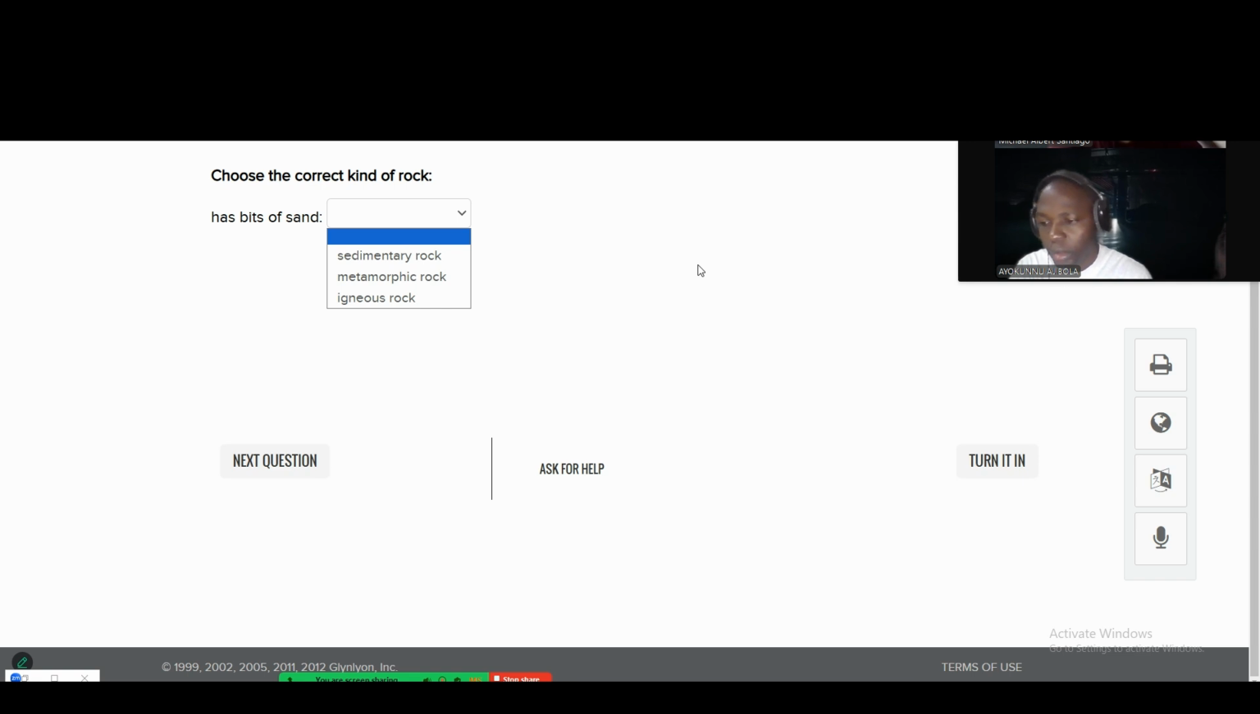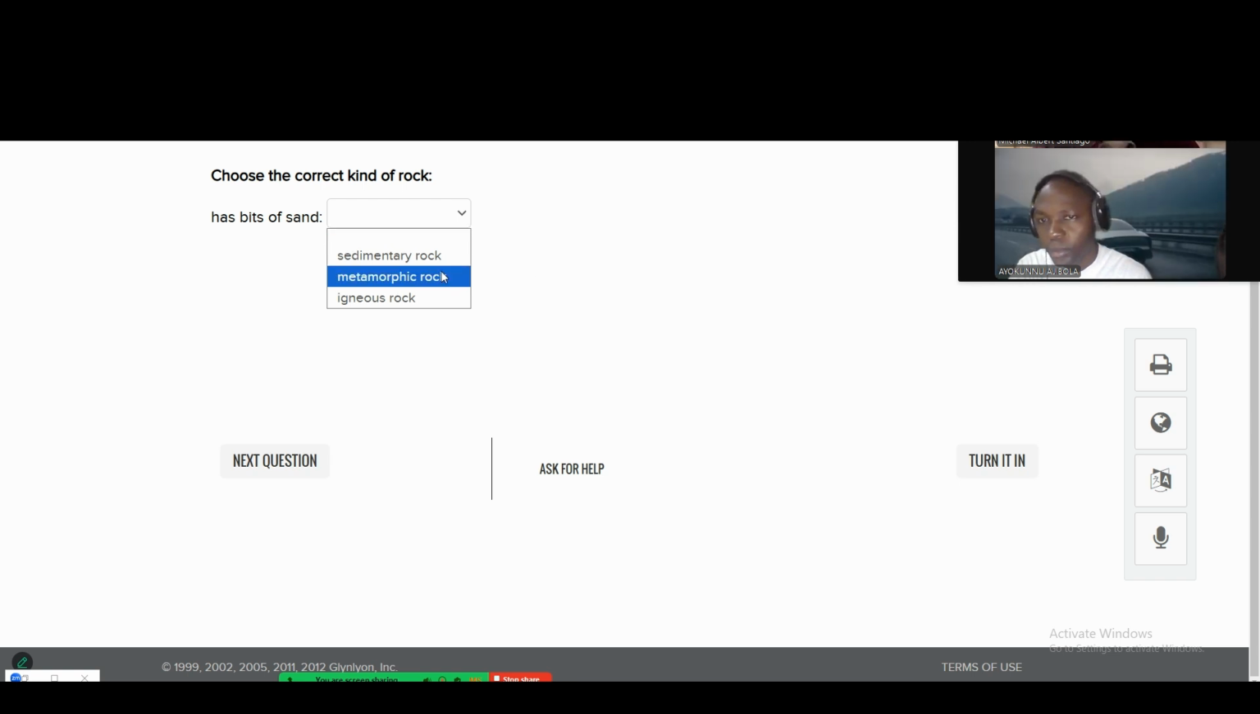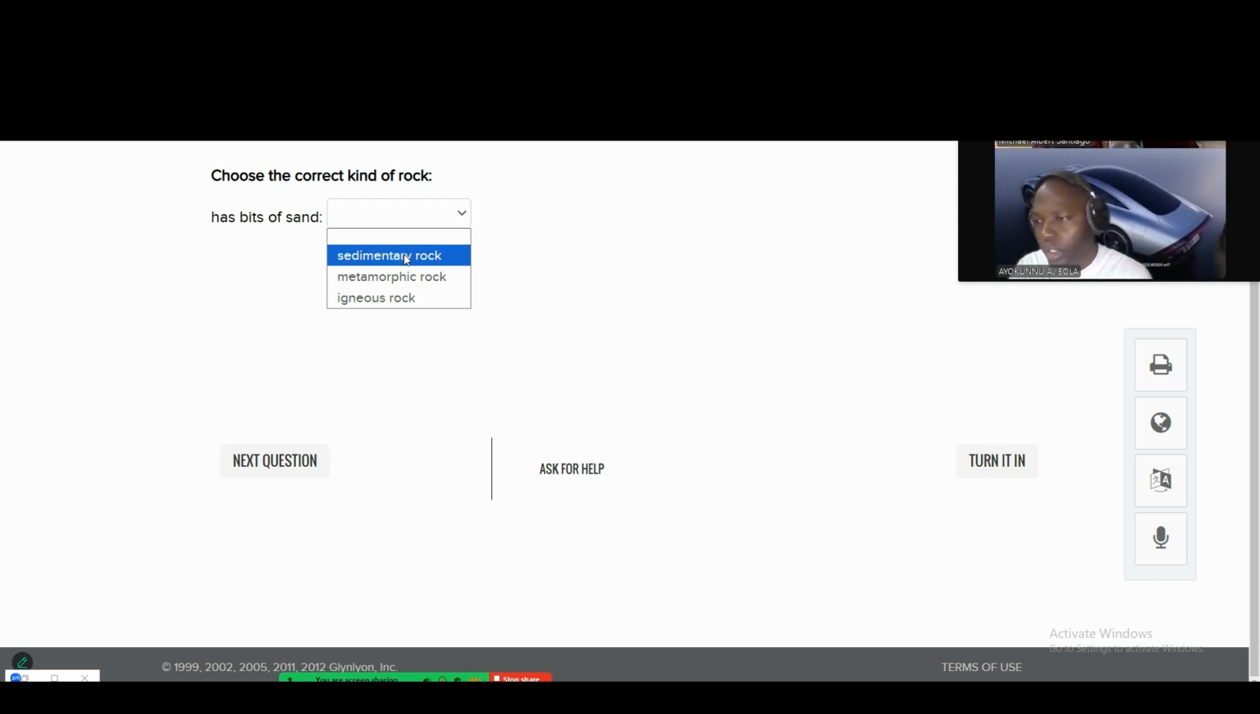Then check the next question. Bits of sand. Sand is still sedimentary.